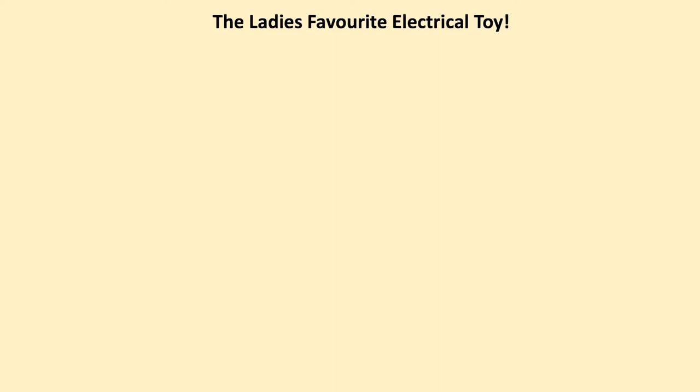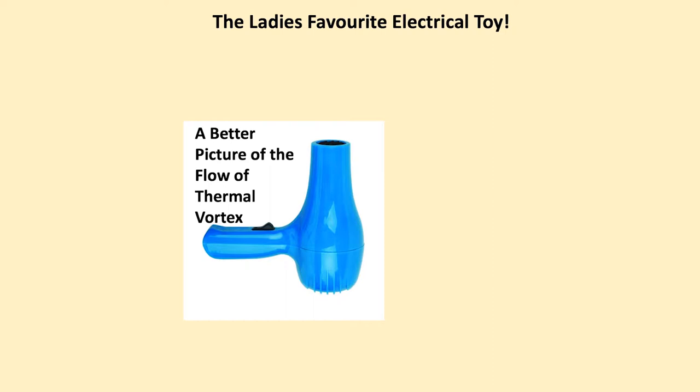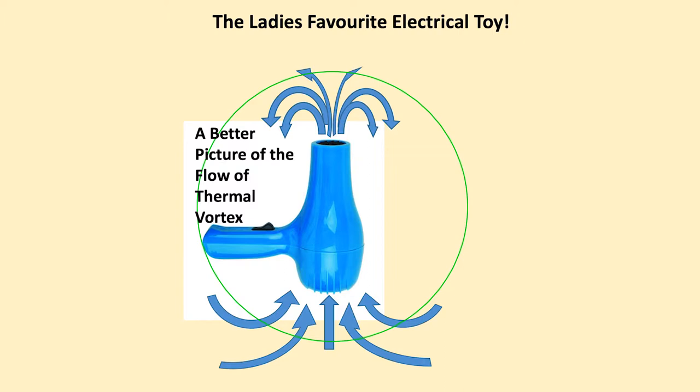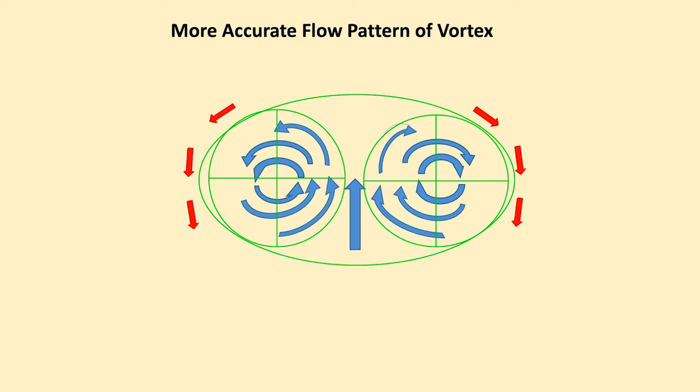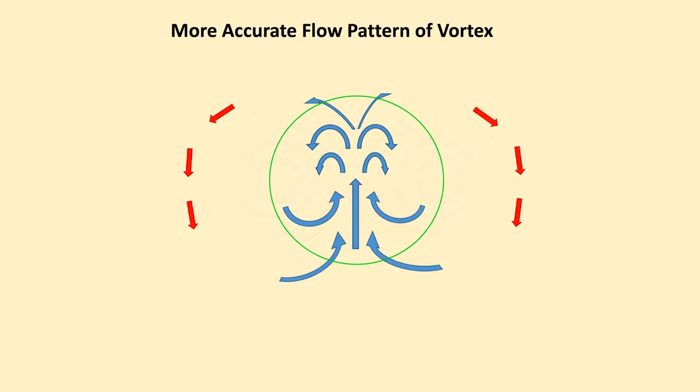Back to the lady's favourite electrical toy, our hairdryer. For a better picture of understanding the air flows around a thermal dome, we know there will be a strong updraft coming out of this hairdryer like this, resisted by the air in front of it. Meanwhile, at the bottom of it, it's drawn from a very large area, and so there's gentle inflow at the bottom. So rather than depicting it in this way, it might be better to depict it a little more like this.